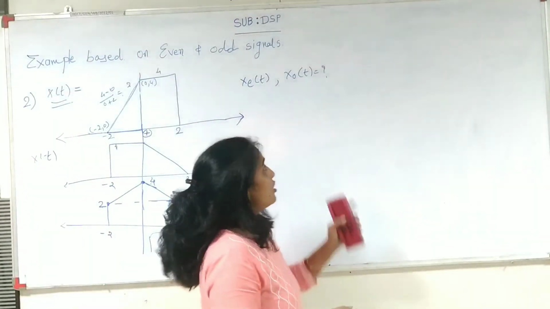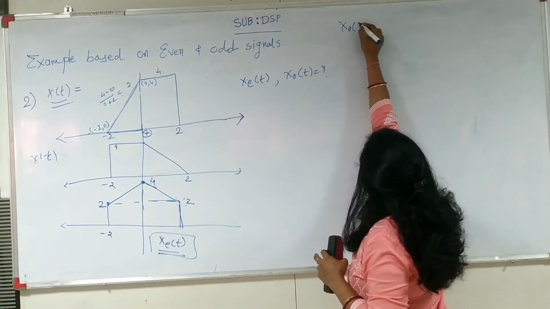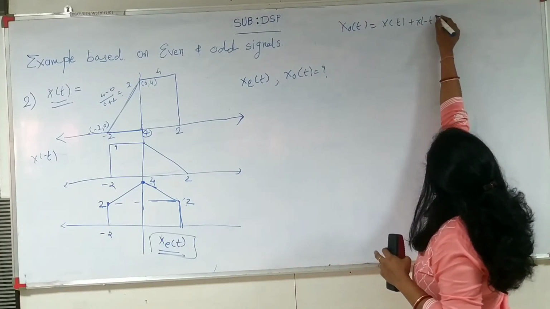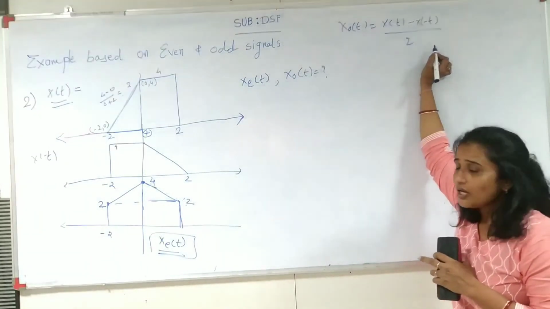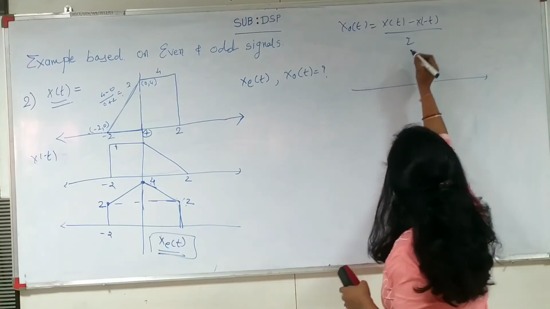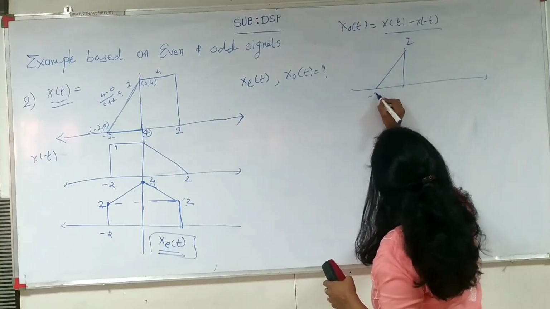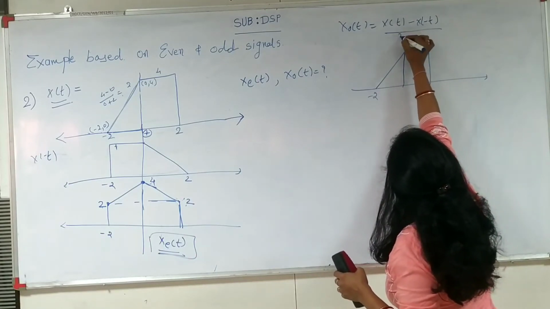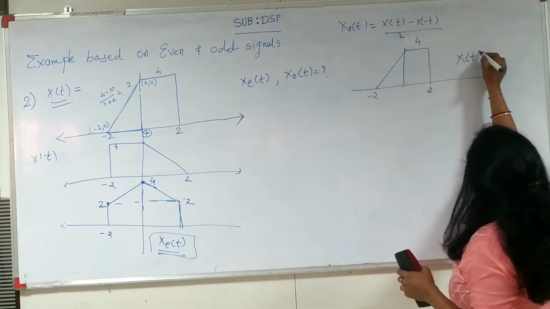Now to draw the odd component of our original signal, the formula of the odd component is nothing but x of t minus x of minus t by 2. So again we redraw our original signal. So it's minus 2 and this one is 4, and this one is plus 2. Right. So this is my original signal.